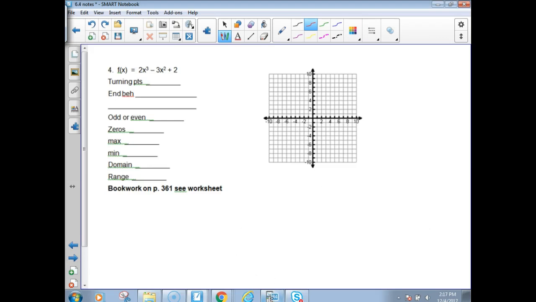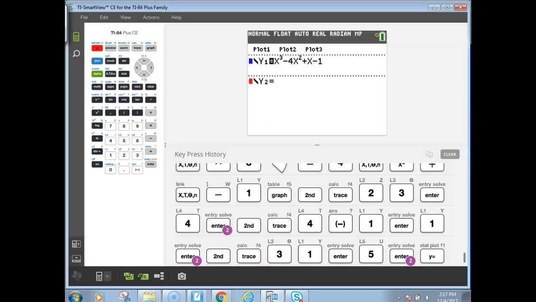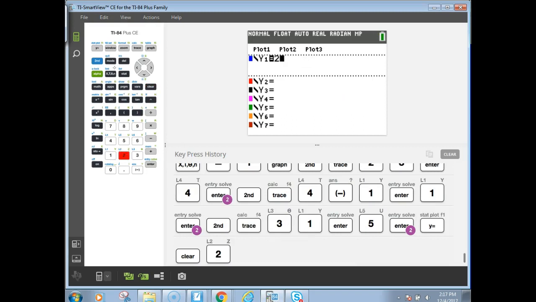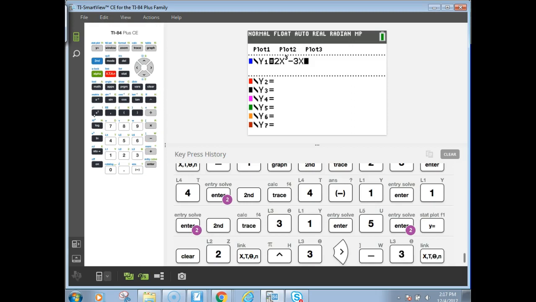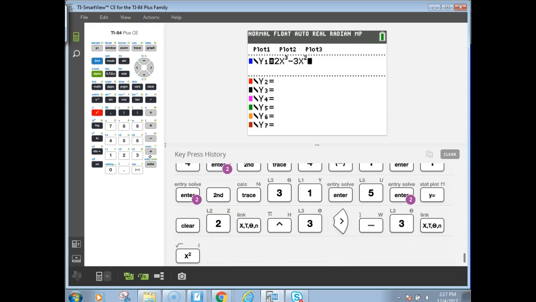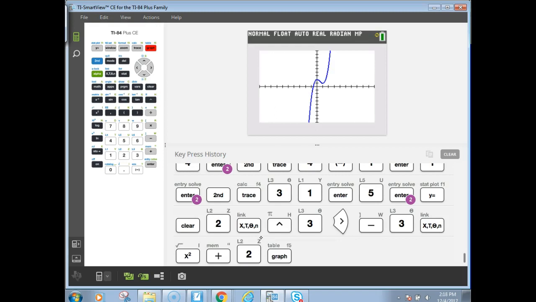Okay, this is number 4. 2x cubed, another cubic. Wow. Minus 3x squared plus 2. Okay, I was hoping we would have had something with a negative leading coefficient, but we didn't. All right, this looks like it crosses at about 0.2, and it dips back down. So it has 2 turning points.